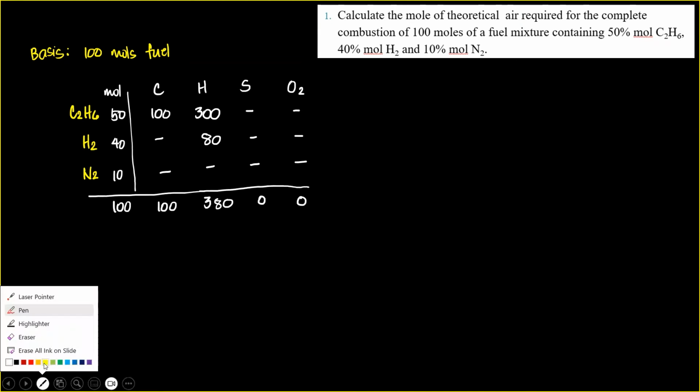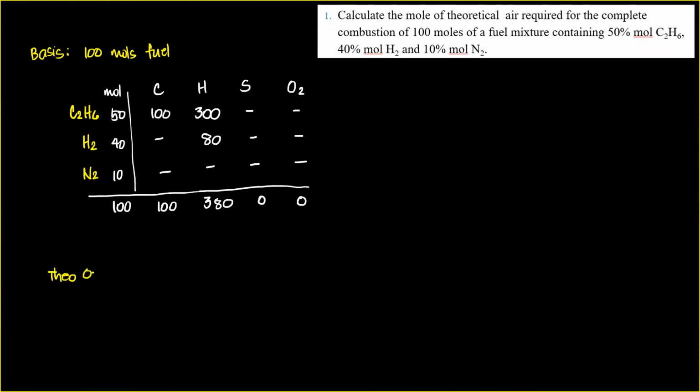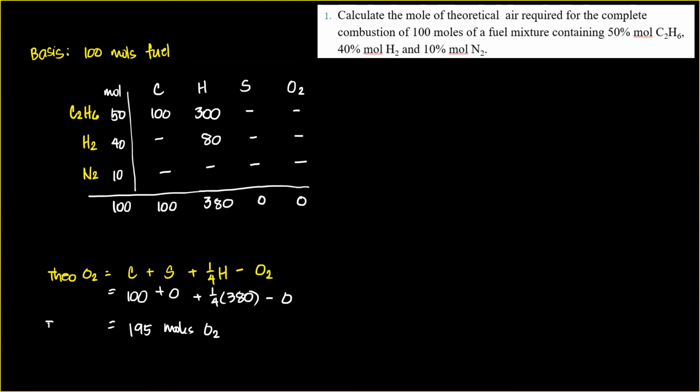Guys, again, what's the formula for theoretical oxygen? That's the moles of carbon plus moles of sulfur plus 1/4 of the moles of hydrogen minus the number of moles of O2. Very good. So in here, let's just use that. 100 plus 0 plus 1/4 of the 380 minus 0. So that's 195 moles of O2, the theoretical oxygen.